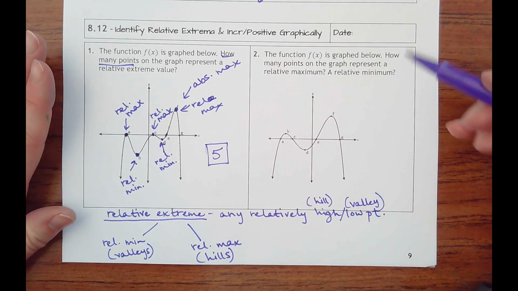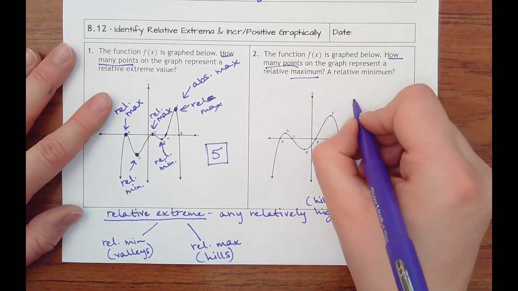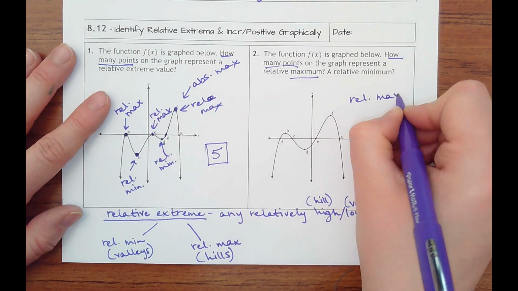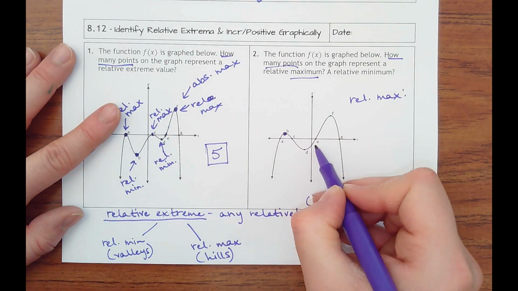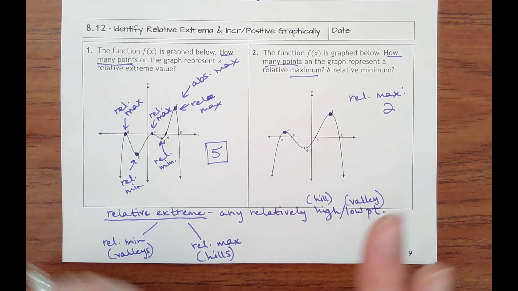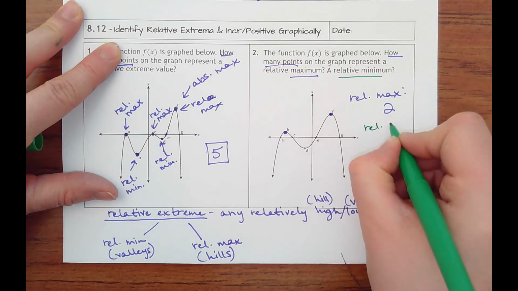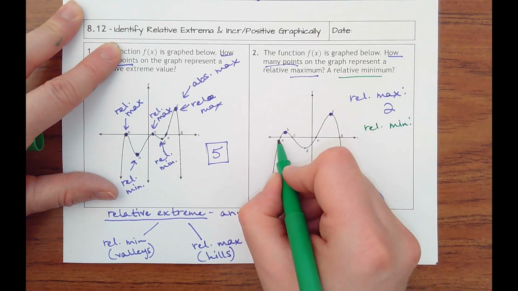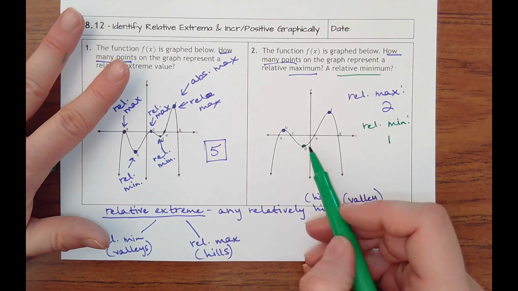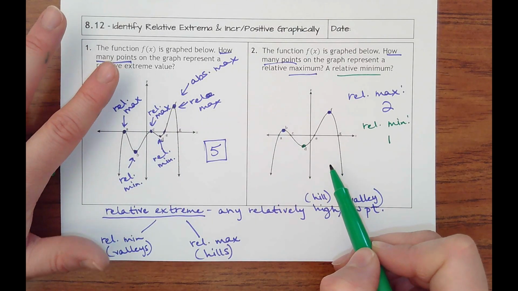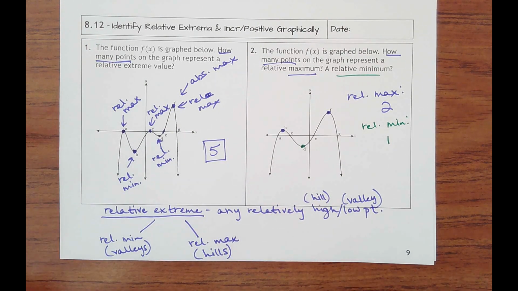Number 2, we've got another function. How many points on the graph represent a relative maximum? So relative maximums would be at B, because that's a hill, and F. So there's 2. Relative minimums would be D, and that's it. So 1. Because you can't have endpoints count as anything. They're not relatively low because they're just going to keep going lower and lower and lower. So that's all on that.